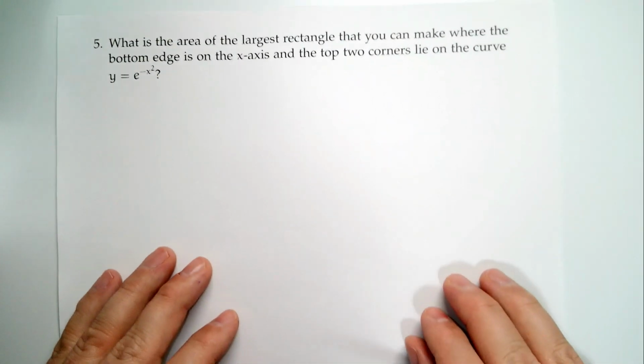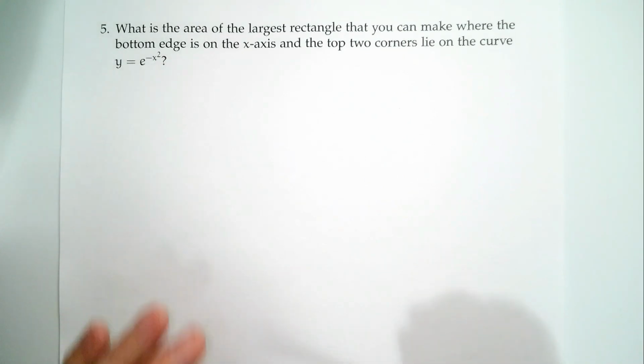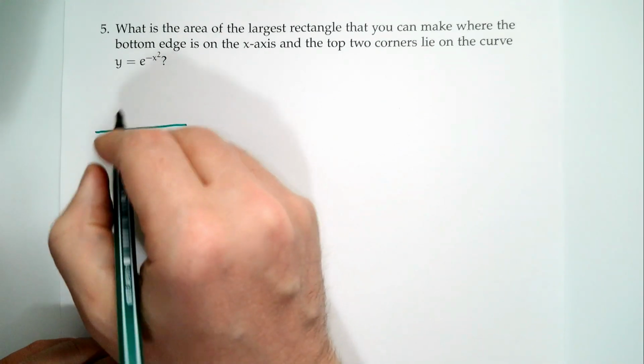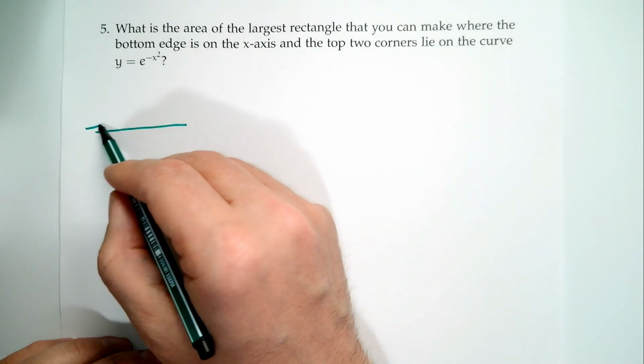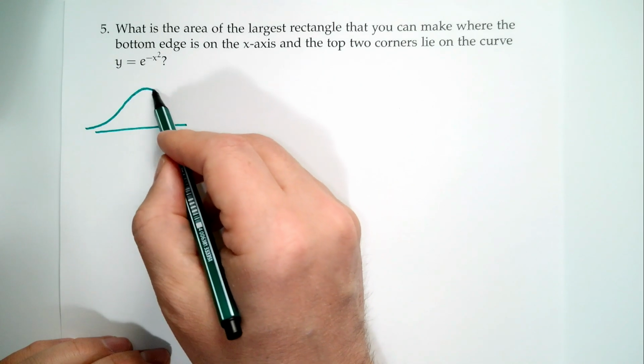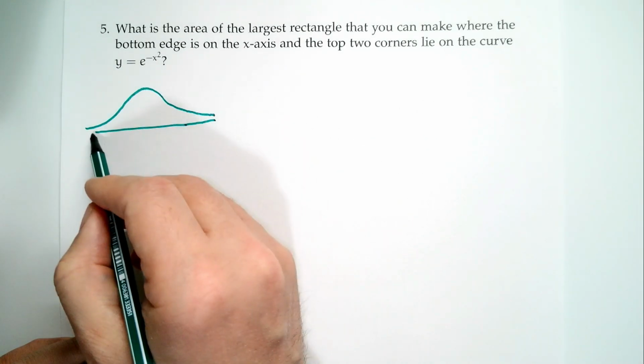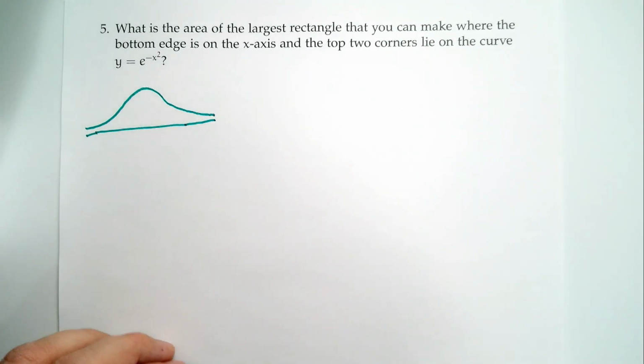Number 5. What is the area of the largest rectangle you can make where the bottom edge is on the x-axis and the top two corners lie on the curve y equals e to the minus x squared? Now, if you think about the curve y equals e to the minus x squared, it's kind of similar to the last one. It has this shape. In fact, you might describe it as kind of a bell shape.